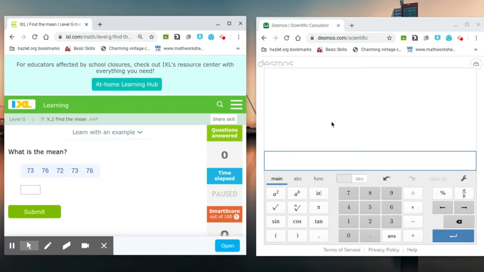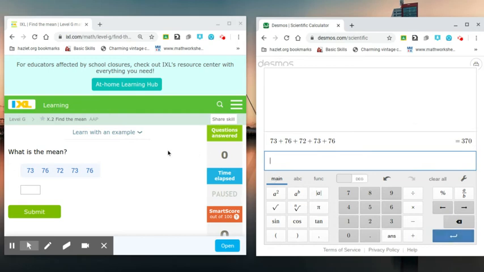So I'm going to use my calculator. I have one right here. You guys can use your phones if you want, but I'm going to use this one so you guys can see me typing. So we have 73, plus 76, plus 72, plus 73, plus, and I'm going to hit enter.